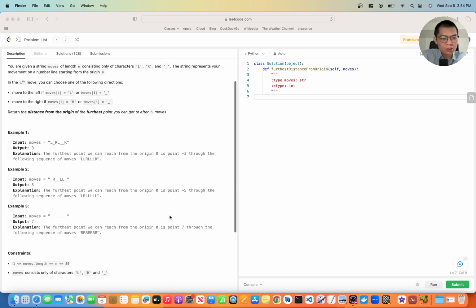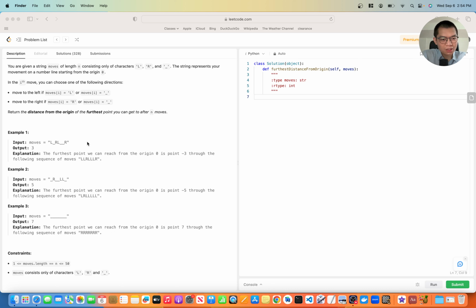Okay, so what's the problem? What's going on right here? Imagine there's a number line and you start at 0. L means you move to the left, R means you move to the right, underscore means you can move in either direction, right? So in this situation, why is the answer 3?